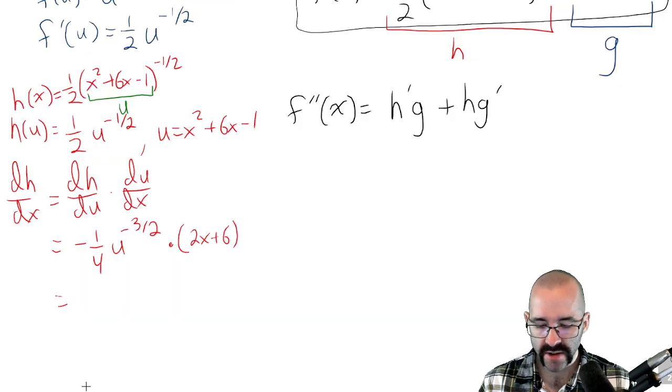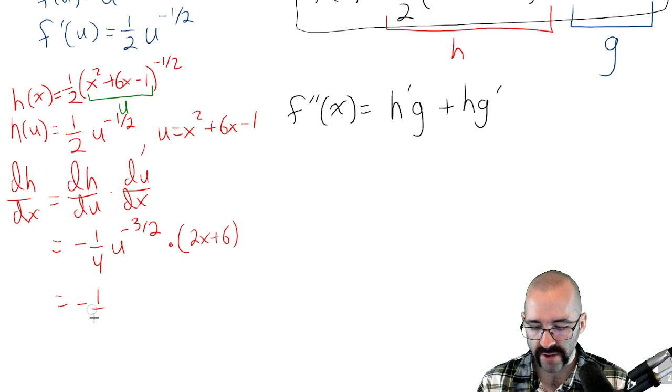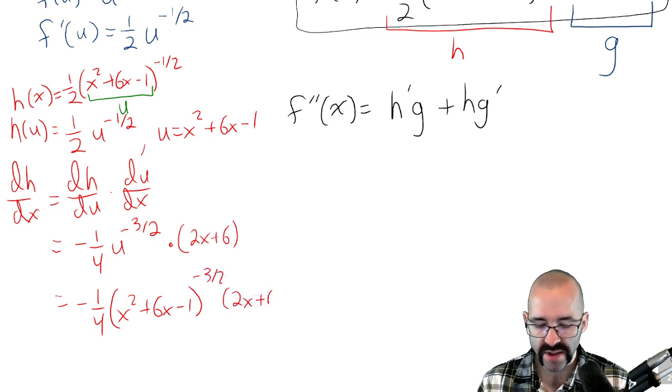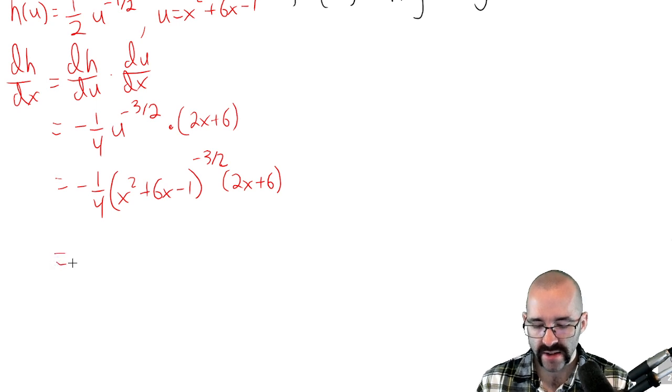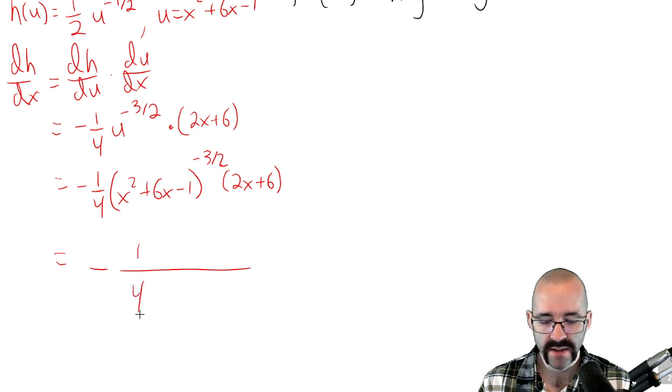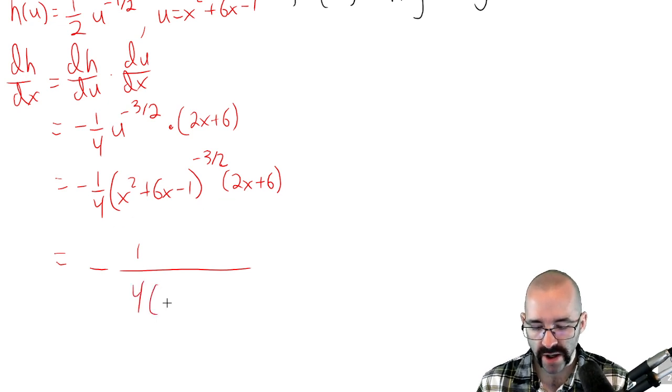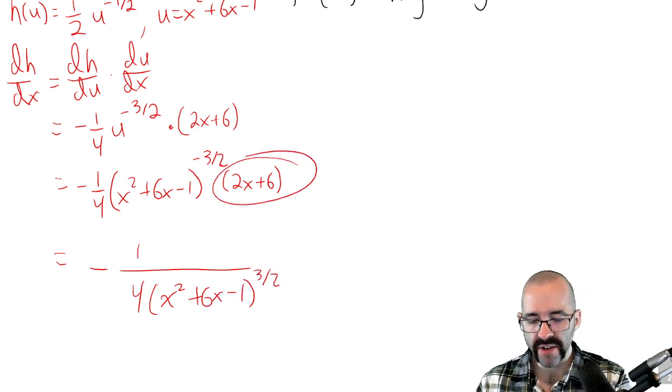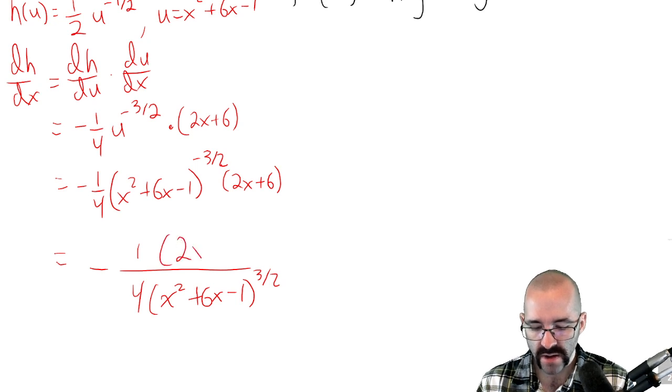And now we can write this all a little nicer. Negative 1/4 times u, which we said was x squared plus 6x minus 1, to the negative 3/2 times 2x plus 6. And we could clean it up a little bit more by getting rid of the negative exponent. To do that, we'll put 1/4 like this. This has a negative exponent, so it goes to the denominator. This does not have a negative exponent, so it stays in the numerator. And then we usually don't write the 1.